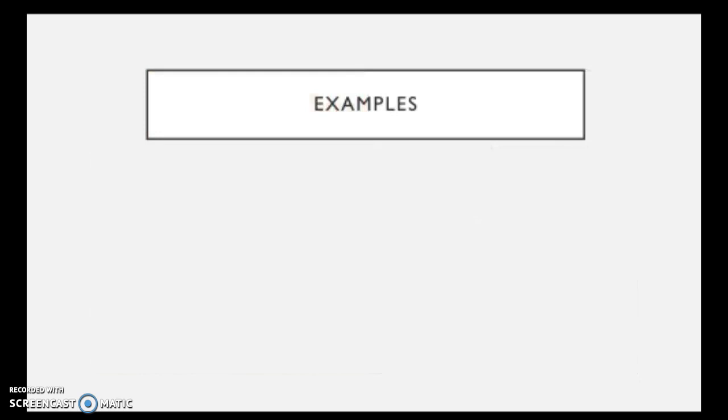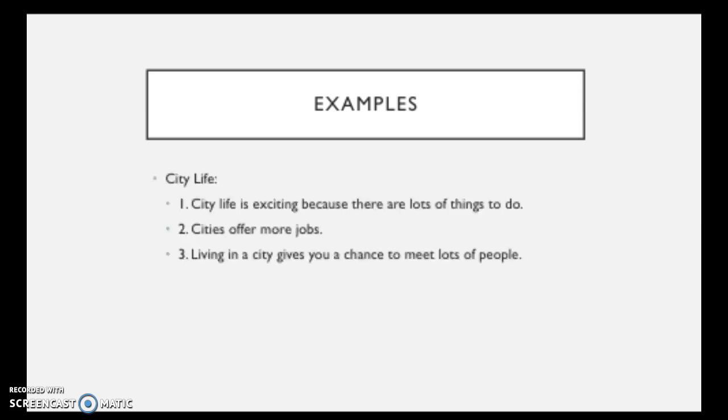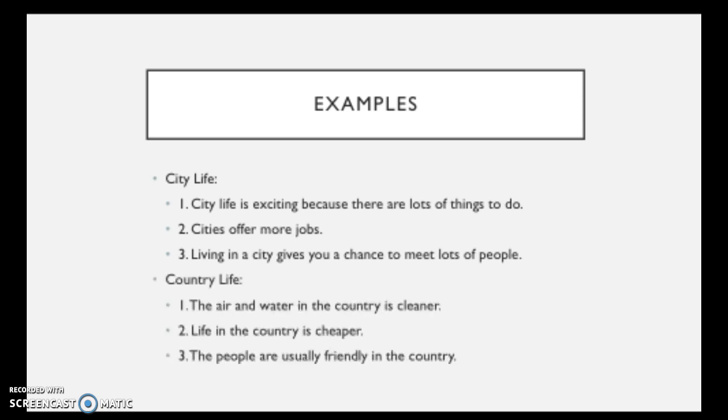I'm sure you have some awesome examples. Here are a few I thought of. Keep in mind you probably have some different ones, and that's okay. For city life, I included 3 positive aspects. City life is exciting because there are lots of things to do. Cities offer more jobs, and living in the city gives you a chance to meet lots of people. As for positive aspects of the country, the air and the water in the country is cleaner, life in the country is cheaper, and the people are usually friendly in the country. Did you have any of these same examples?